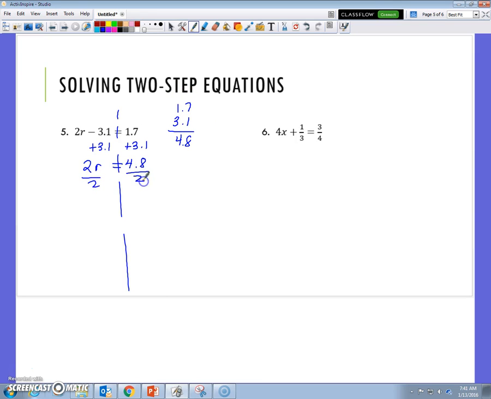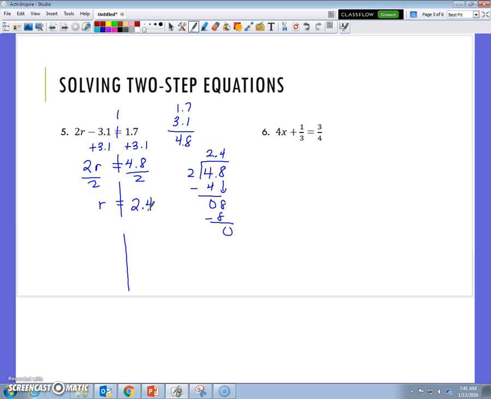I'm going to divide by 2. And once again, if you're not good with these mental math type of things, we did practice long division, so if you need to do long division, that's fine as well. 2 goes into 4 twice. Bring down my 8. 2 goes into 8 4 times, with the remainder 0. 2.4.